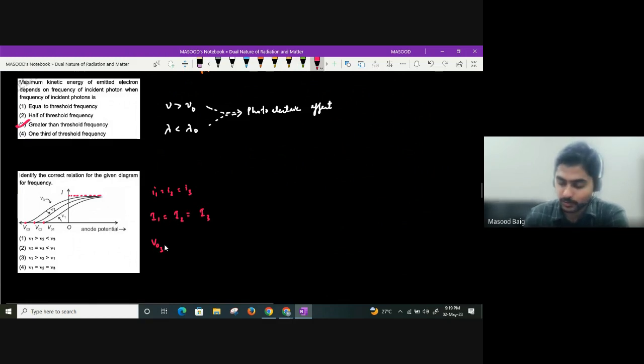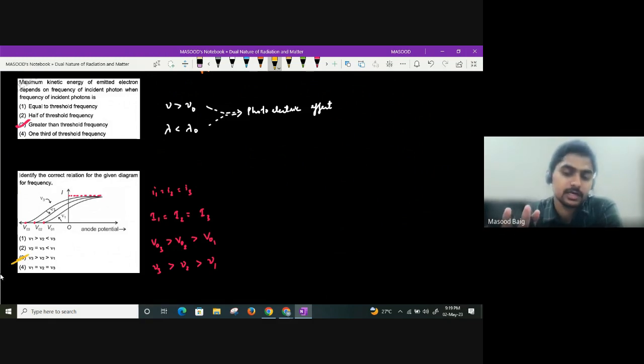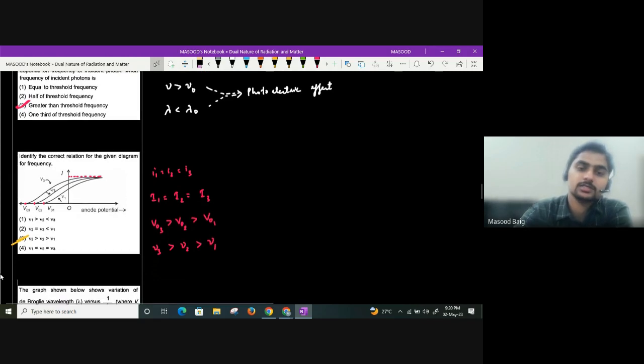Now as you can see, stopping potential for 3 is more than that for 2, more than that for 1. So what I can tell, frequency in third light will be more than in second light, more than that in first light, guys. Nu3 greater than nu2 greater than nu1. Currents and intensities will be proportional to each other. As currents are equal, it is clearly indicating that intensity of the incident lights will also be equal. However, if you look at the diagram, stopping potentials are different. So whichever has more stopping potential will have more frequency. Understood? Stopping potential is the negative potential, guys.